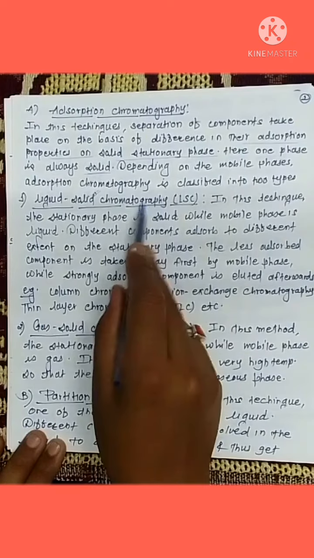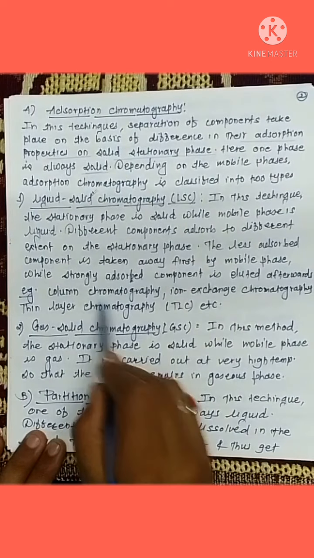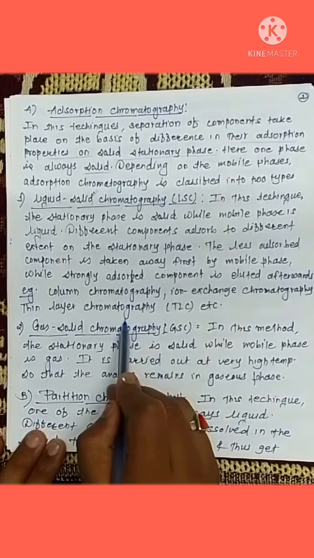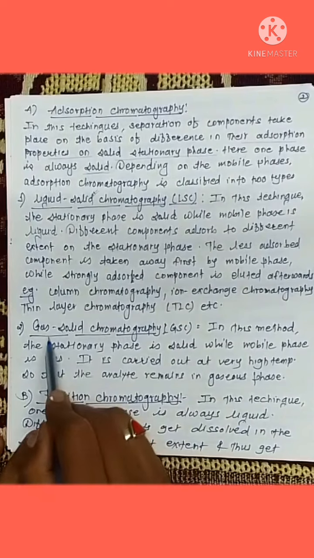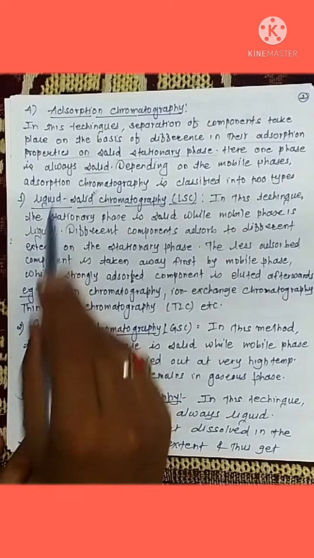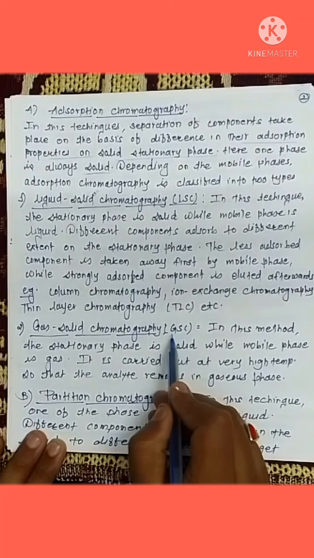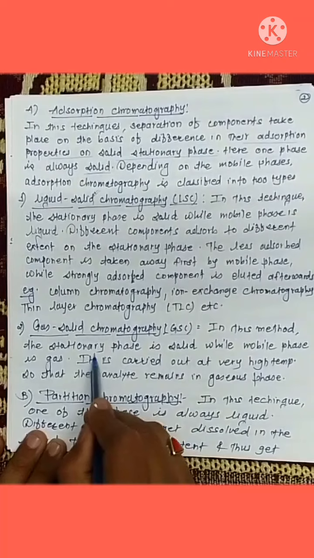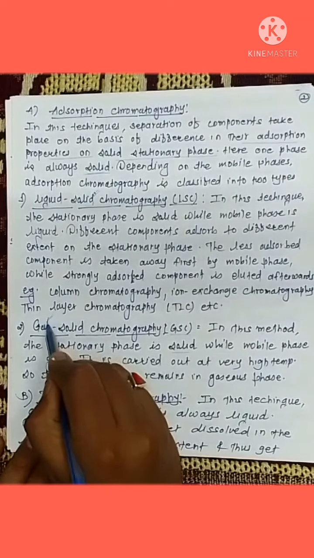Examples of liquid solid chromatography are column chromatography, ion exchange chromatography, and thin layer chromatography, shortly abbreviated as TLC. Now, the second type of adsorption chromatography is gas solid chromatography, shortly abbreviated as GSC. In this method, the stationary phase is solid while the mobile phase is a gas.